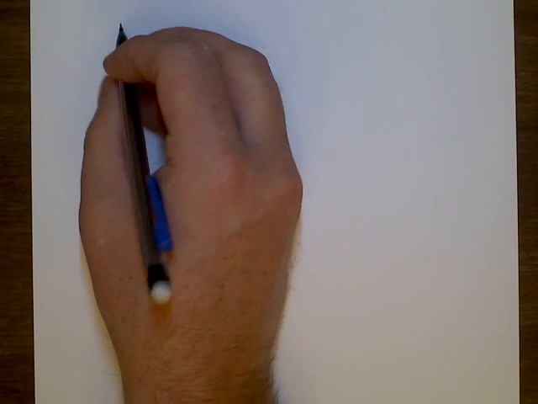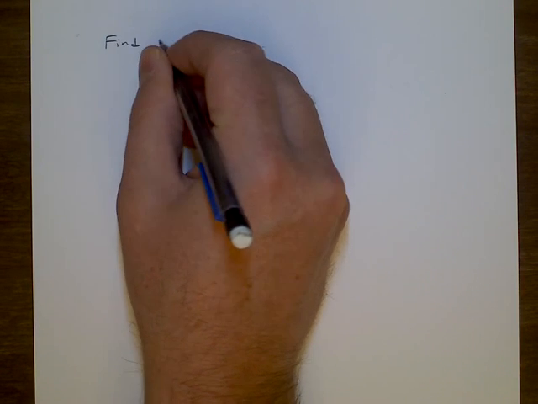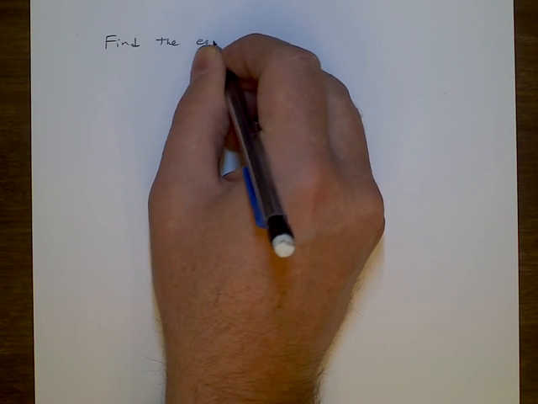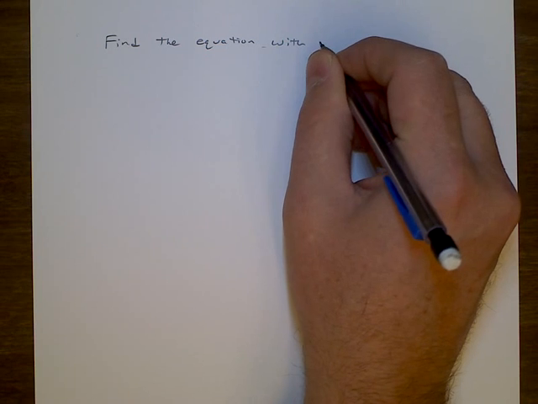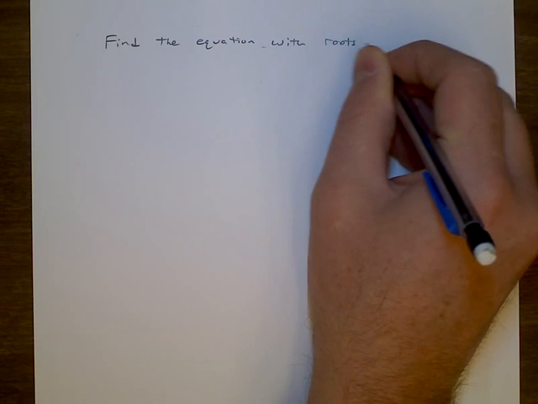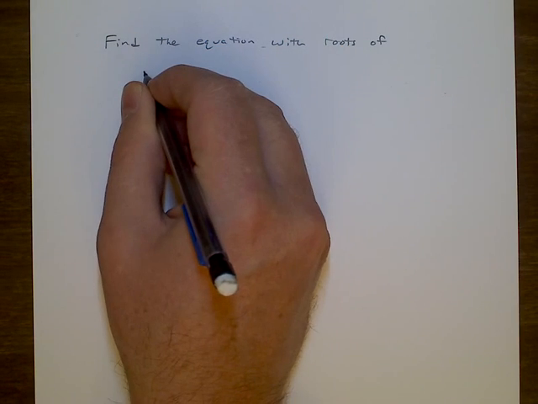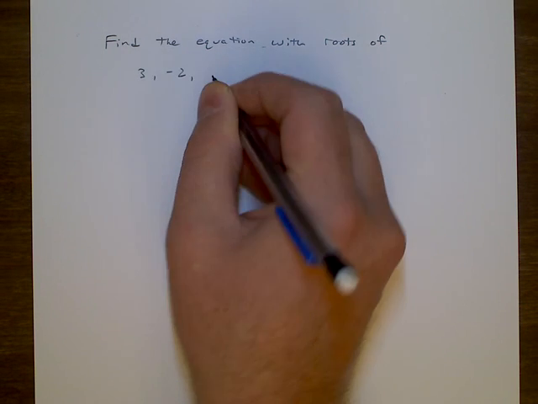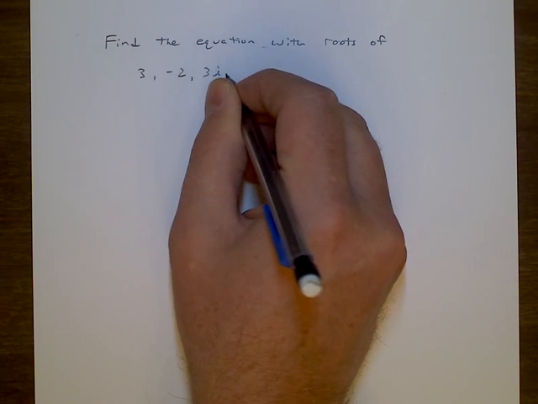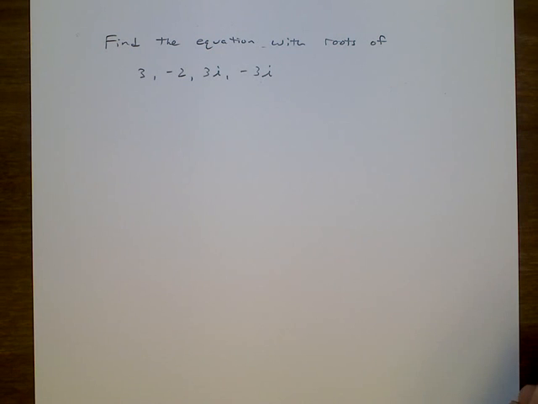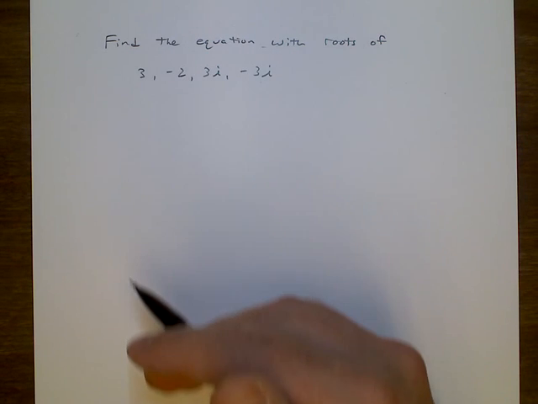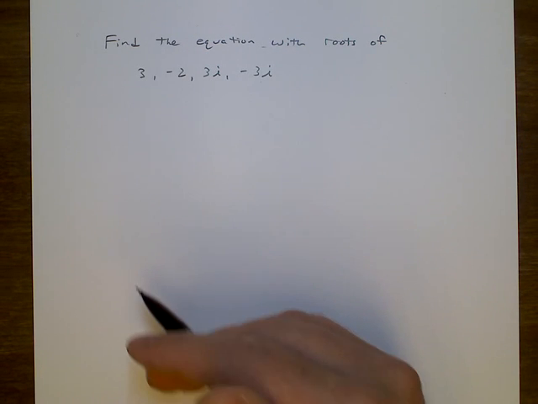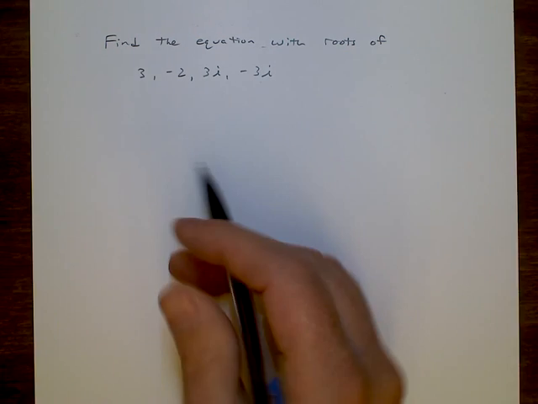All right, the fifth example, we want to find the equation with the given roots. So with the roots of, let's say, 3, negative 2, 3i, and negative 3i. So to write this equation, there would be factors. Think of this as our bottom line. The line above that would be the factors that generated those roots.